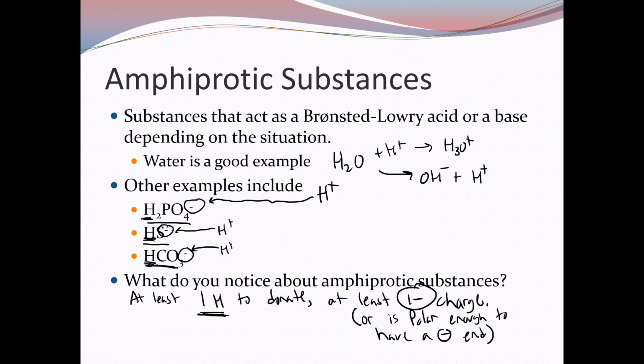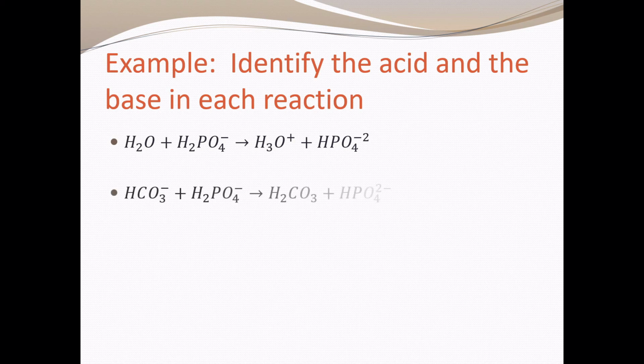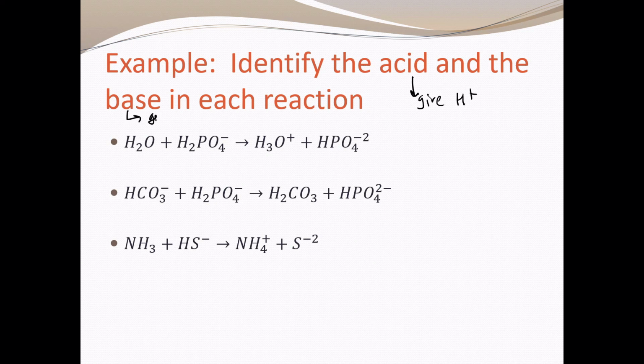All right, now let's go through some examples and see if you can identify the acids and the bases in each reaction. So I believe there are 4 reactions, or maybe 3. Let's put them all up. So here's the first, that's dihydrogen phosphate. The next one is bicarbonate and dihydrogen phosphate, and the last one is ammonia and the sulfide. So pause the video, take a few moments to work through these examples and see if you can identify which one is the acid and which one is the base in each reaction. Remember, acids give hydrogen ions and bases get hydrogen ions. Pause the video, take a look, and then I'll go over it shortly.